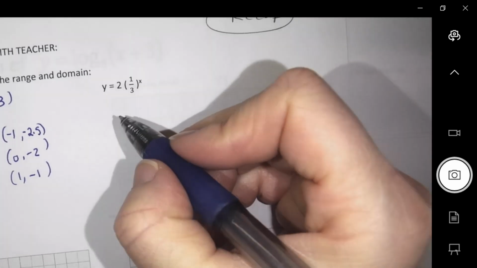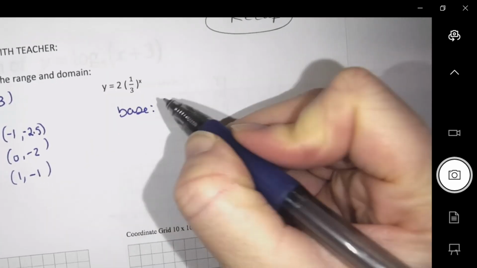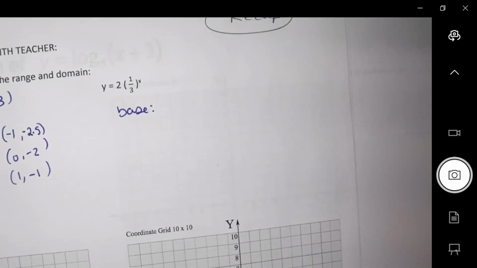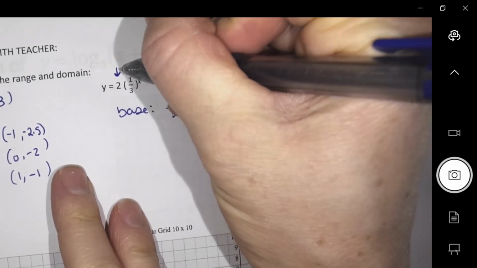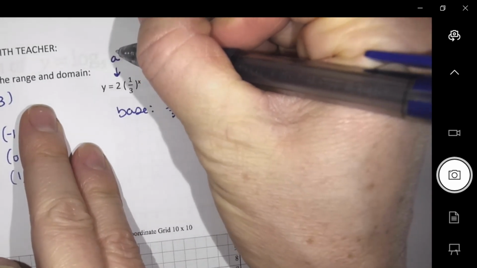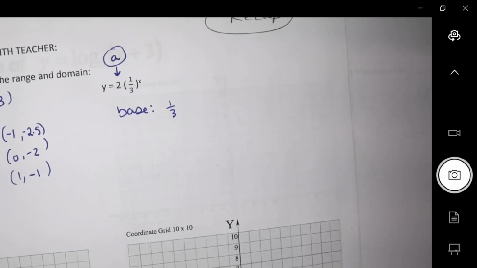Okay. What is the base? 1/3. Okay, I get people who get confused with the 2. The 2 is not part of that. The 2 is an A, which is an afterthought. Okay, don't apply it to the exponential piece.